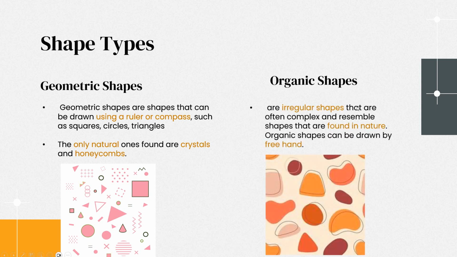Also organic shapes. Organic shapes are irregular shapes that are often complex and resemble shapes that are found in nature. So all the shapes that you can see in nature are organic shapes. Organic shapes can be drawn freehand without using any tool. You can create any freehand drawing shapes, but you can see them mostly in nature.